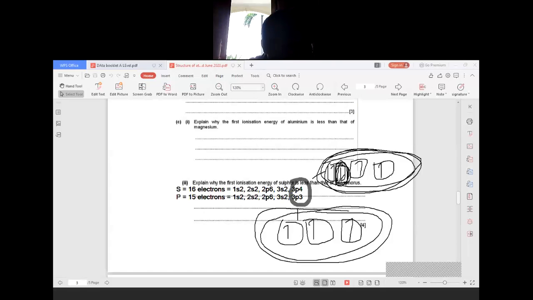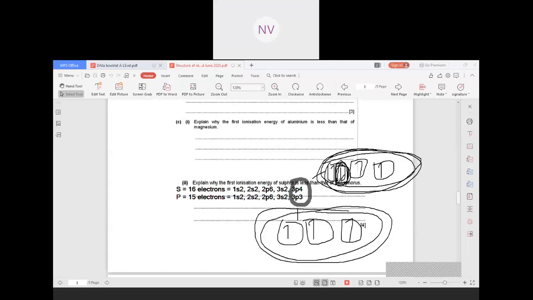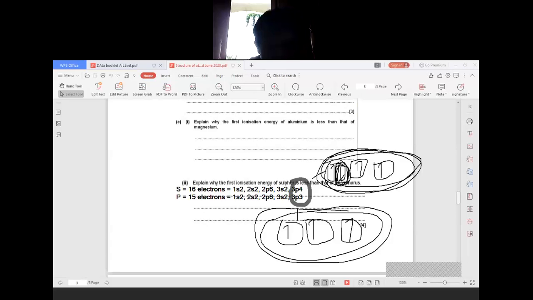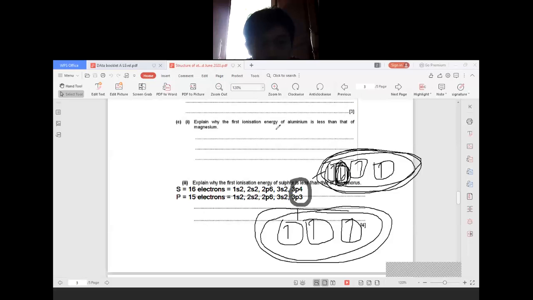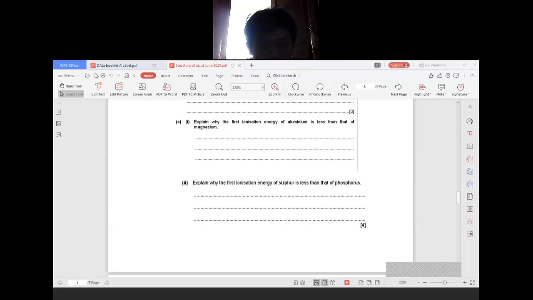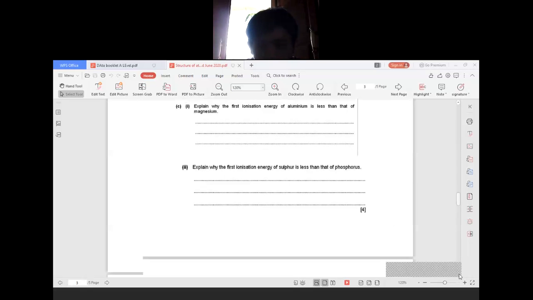Natasha? Understood, sir. So this is the arrows in the boxes rule, right? Yeah. There is one electron with different spinning direction. Okay. Next question.